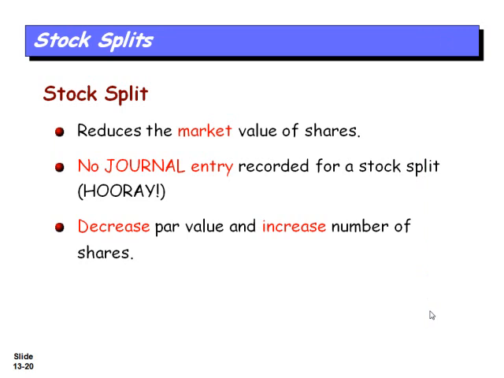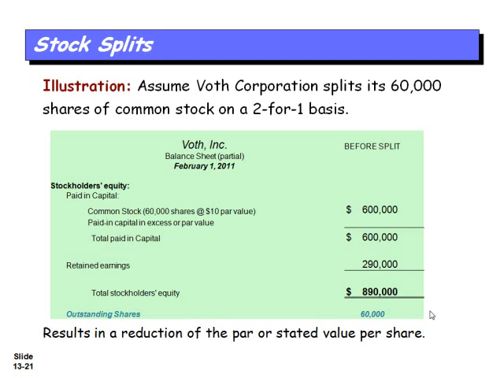Okay, stock splits are my all-time favorite. These reduce the market value of the shares. There's no journal entry, which everybody loves, and it has an effect on par value and number of shares. So let's take that company again. Voth Company, before picture, 600,000 in common stock, retained earnings 290,000. Assume that Voth Corporation splits its 60,000 shares of common stock on a 2-for-1 basis. Now you don't have to do a journal entry, but when you report on the balance sheet, you do have to change a couple of items.